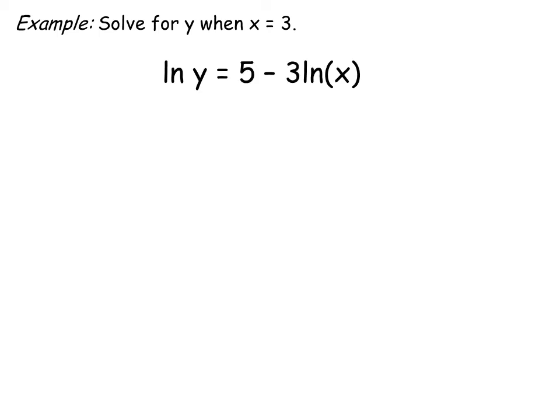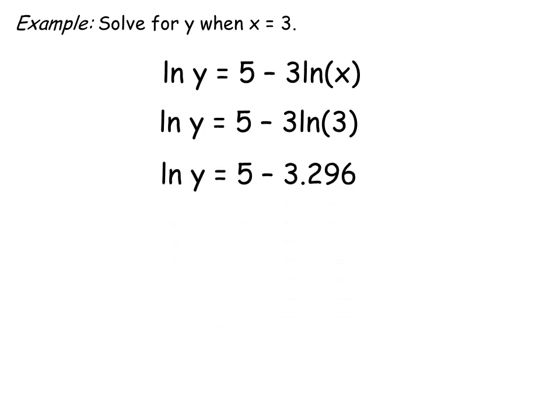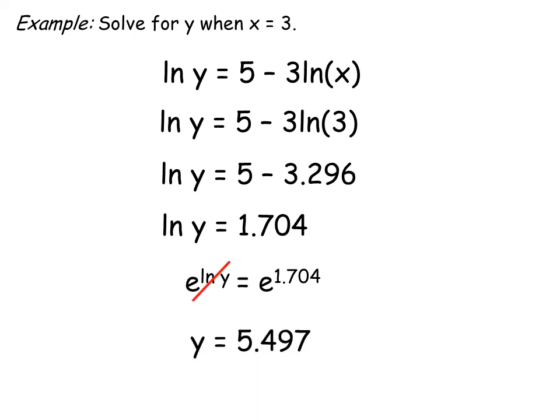I'm going to substitute in 3 for x. In the calculator, I'm going to do 3 times the natural log of 3. Now we have the natural log of y equals 1.704, and to cancel out the natural log, that becomes our exponent with a base of e. They cancel, and we're left with 5.497.